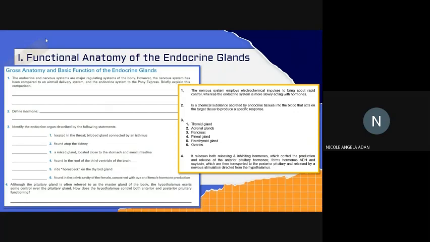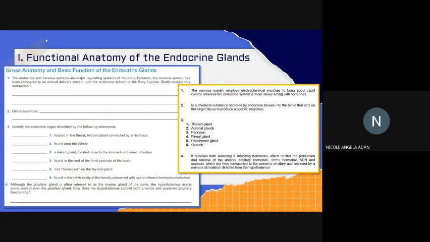Number 2, found atop the kidney is the adrenal glands. Number 3, a mixed gland located close to the stomach and small intestine is the pancreas. It is found in the roof of the third ventricle of the brain is the pineal gland. The one hugging the back of the thyroid gland is the parathyroid gland, and found in the pelvic cavity of the female, concerned with ova and female hormone production, are the ovaries.